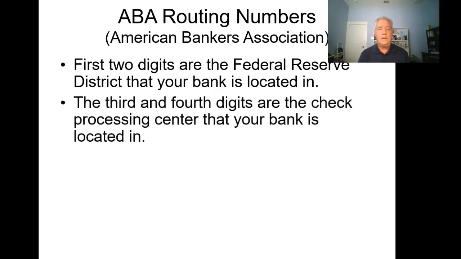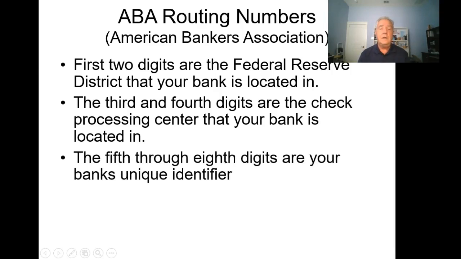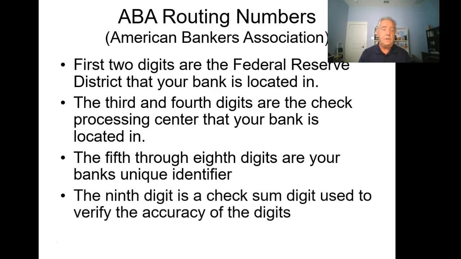The 3rd and 4th digits are the check processing center where your check is going to get located, where your bank is located. The 8th digit is your unique identifier. The 9th digit is a checksum digit used to verify the accuracy of the other digits. So this is how the Federal Reserve operates, clears checks throughout the country.